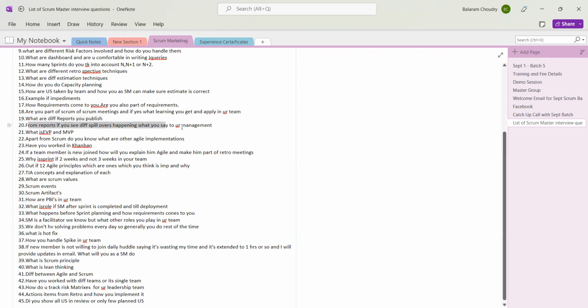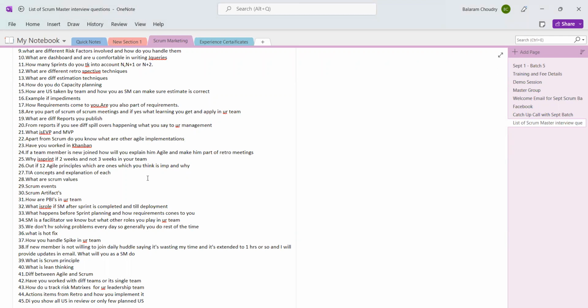From reports, if you see different spillovers happening, what would you say to management? From reports, if you see different spillovers, what is this question? I think I have not framed it correctly. The question is, if you see from the reports that frequent spillovers are happening, how will you make your management understand, or what will you say to your management about the spillovers?